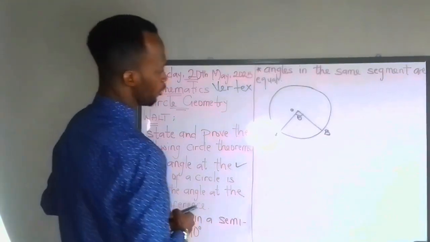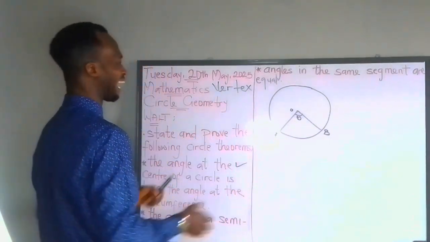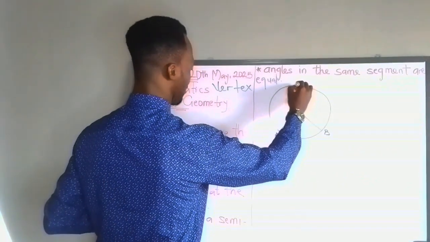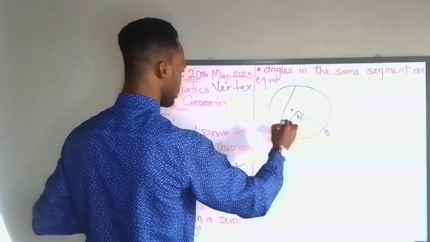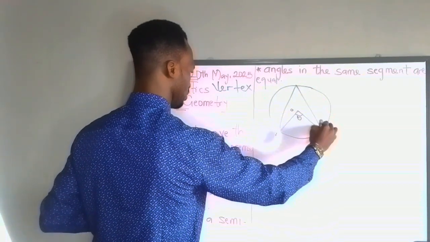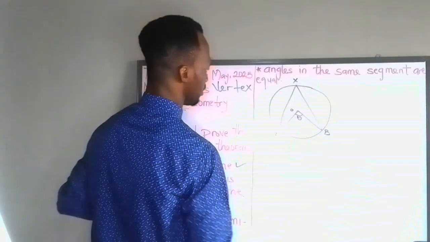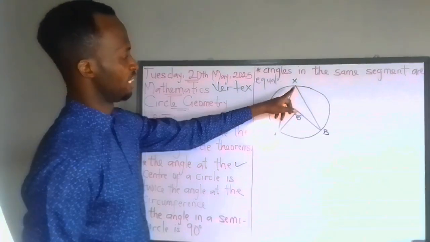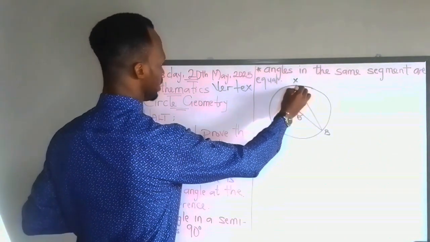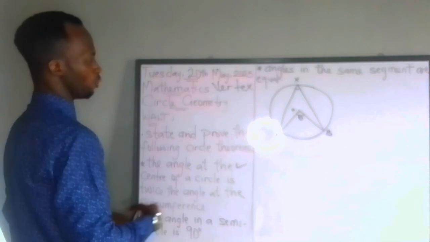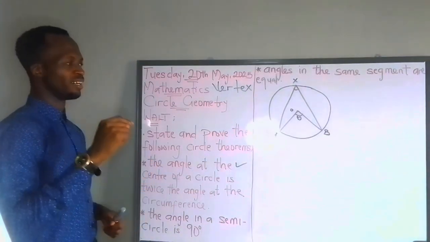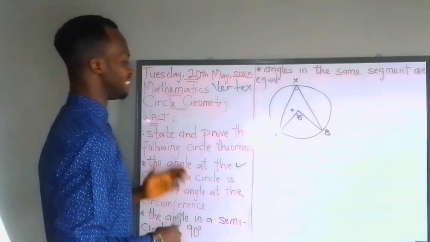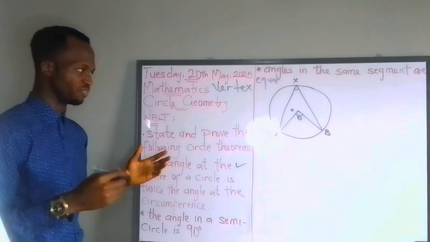So here, what we are going to do is that we are going to form an angle just at the circumference. So let's say we have an angle here. Let's say this is point X. You notice that at point X there is a vertex, so there is an angle here. So theta is the angle at the center of the circle, O, while x is the angle at the circumference, at the other part of the circumference.